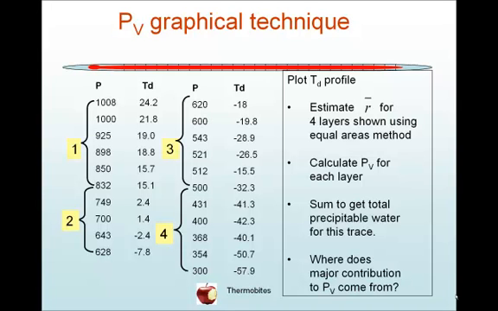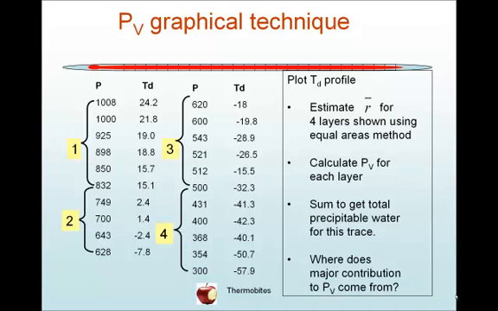Once you've done that, what we're going to do is calculate a mean value of mixing ratio for each of the 4 layers indicated and calculate the precipitable water for each of those layers. Then we'll sum them up to get the total precipitable water for the trace, and then finally ask the question, where does the major contribution to precipitable water come from? Now of course we don't do this operationally, but the whole idea is to get us to understand what's happening in the calculation of precipitable water a little better. So pause the video now and plot this profile.